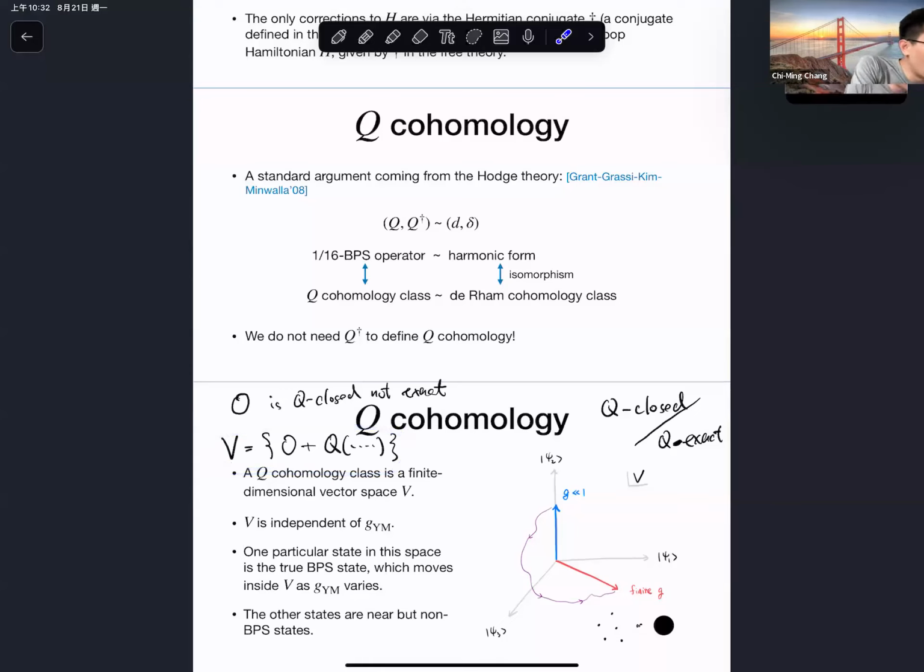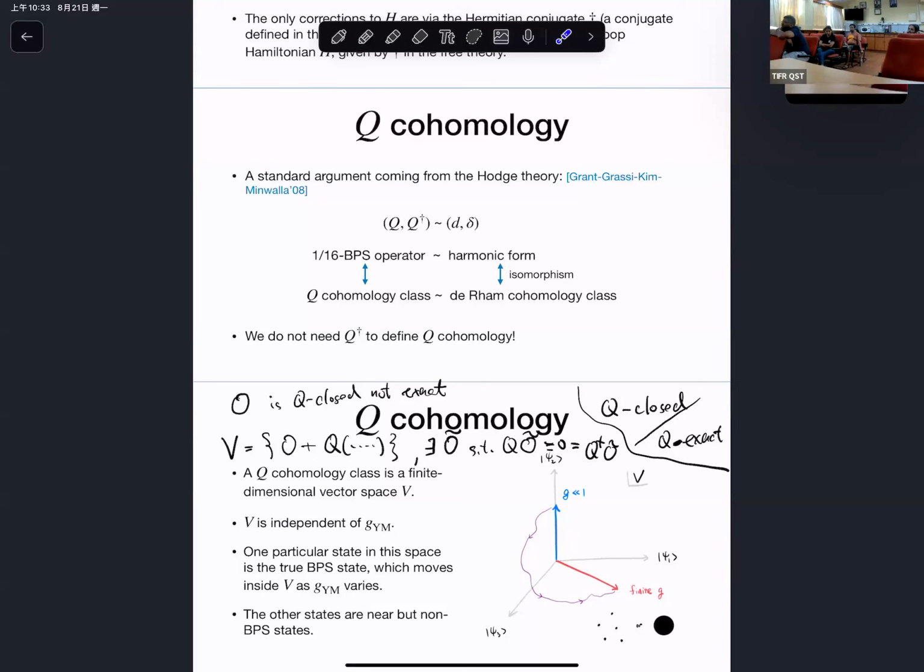But now we know that inside this space there's a true BPS operator, and it's not necessarily O, because O is just a representative, but there is a special representative in V. So there exists some operator, let's call it O tilde, such that Q annihilates O tilde, and Q dagger also annihilates O tilde. And the definition of O tilde involves Q dagger, so it would depend on G Yang-Mills.